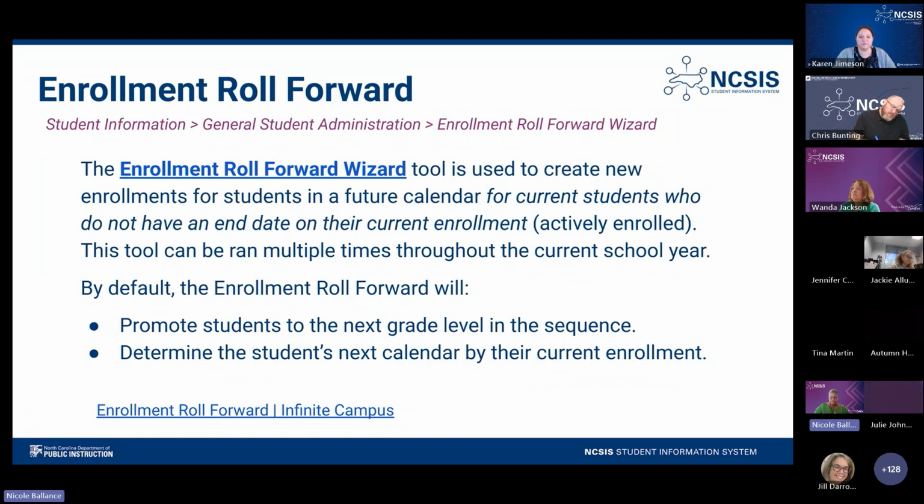Also, one of the logic pieces for the enrollment roll forward wizard is that it determines the student's next calendar by their current enrollment. So for example, if I am a student in 24-25 Carter High School, just based upon my current enrollment in that particular calendar, it's going to say that Nicole is going to be moving forward to the 25-26 calendar for Carter High School as well. So that's just to give you a little bit of insight into the general logic as it relates to the enrollment roll forward wizard.